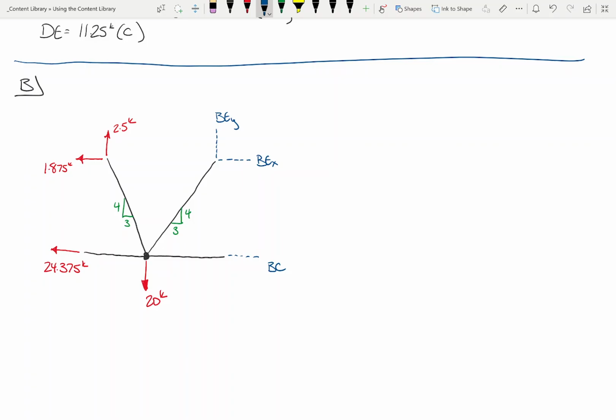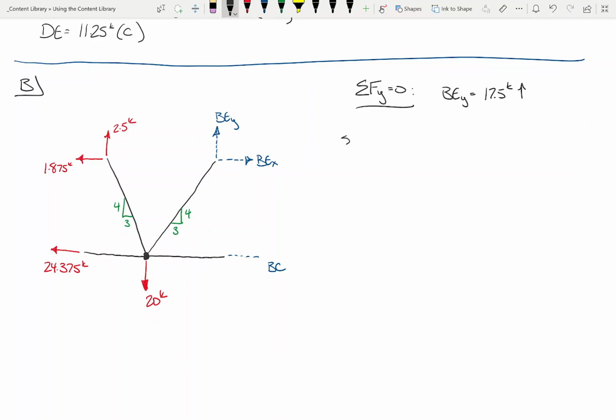All right. So what do? You tell me. Some forces in the Y. And if I sum forces in the Y, what does that tell me? And what is BEY? 17.5 in which direction? So this is up, which means that is to the right. And how do I determine BEX?